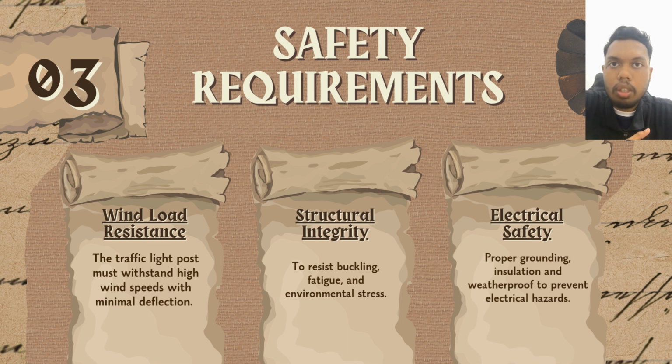Second, we focus on structural integrity. The pole must be strong enough to resist buckling, and it should be able to endure fatigue from repeated loading and environmental stress. And lastly, electrical safety. Electrical safety for the traffic light involves components and proper grounding, isolation and waterproofing. These are vital to prevent electrical hazards such as short circuit or electrocution, especially during rainy weather.